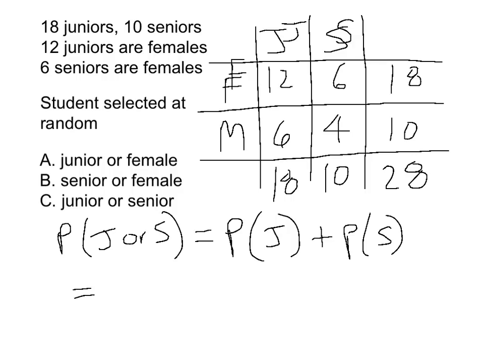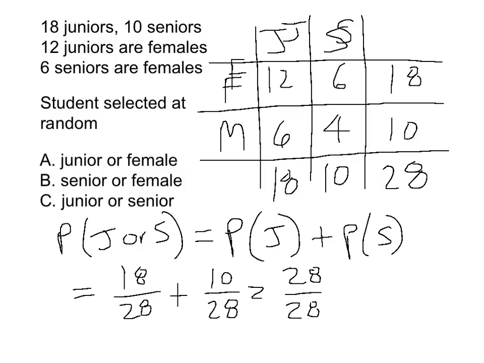Well, we have 18 out of 28 who are juniors and 10 out of 28 who are seniors for 28 out of 28, which is a probability of 1, which we expect. This is a certain event. If I have a classroom that has no one in it but juniors and seniors, then it would be certain, if I select a student at random, that I would get either a junior or a senior.